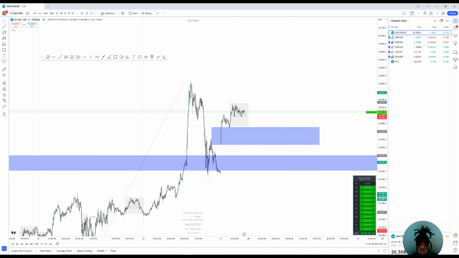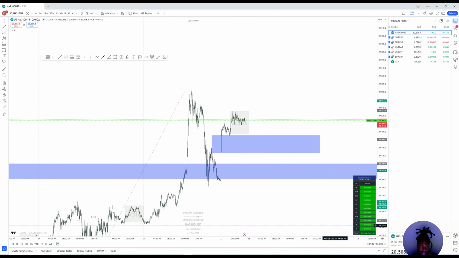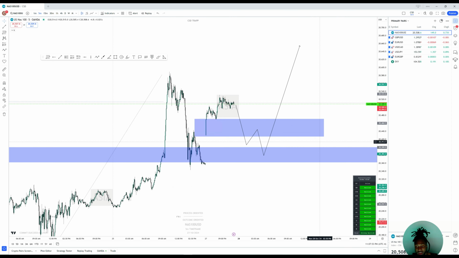So that being said, the area of interest I would say is, I would want price, or I expect price, to come down and create some type of rejection before it actually propels in the upward direction. And that's just my bias going into tomorrow. Of course, if it gives me what I want, I'm taking the entry like I did last week. Like, I'm taking it.